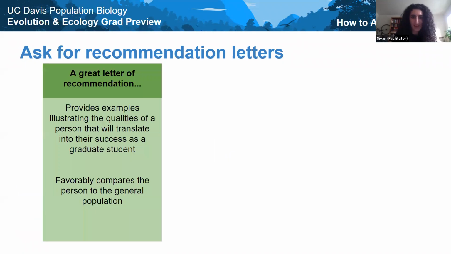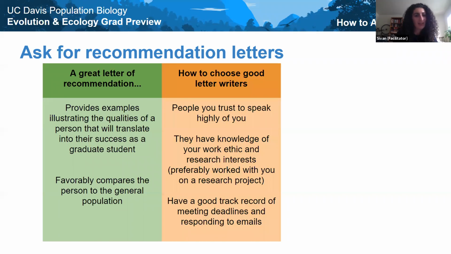Okay. So a great letter of recommendation provides examples illustrating the qualities of a person that will translate into their success as a graduate student. For example, they might write, "This person showed great determination in these ways when this happened." They might also favorably compare a person to the general population, so saying that you were an outstanding student in their class.